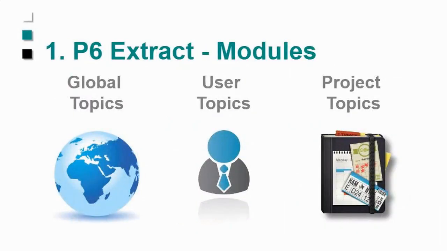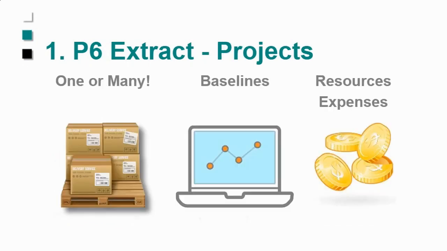So we talked about the different subject areas. Let's talk about global, user, and project topics. So if I want to extract my projects, I can extract one project, or I can extract many projects. If I want to, I can extract every project in the whole database. I can extract my baselines with the projects if I choose. I can extract the resources, the expenses, the logic, basically anything in the project I can export into Excel.